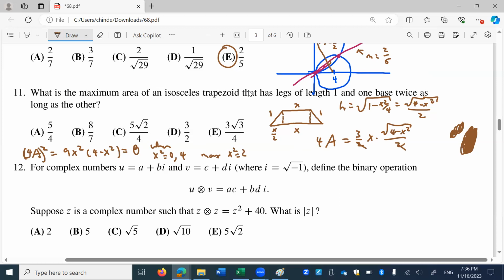Okay, so x should equal the square root of 2 to get a maximum value, and now I just need to plug that in to my area function over here. All right, so divide by 4 again. So my answer should be 3 times square root 2 times the square root of 4 minus 2, so times square root 2 again, and then divided by 4. So it's going to look like 3/2. Good.